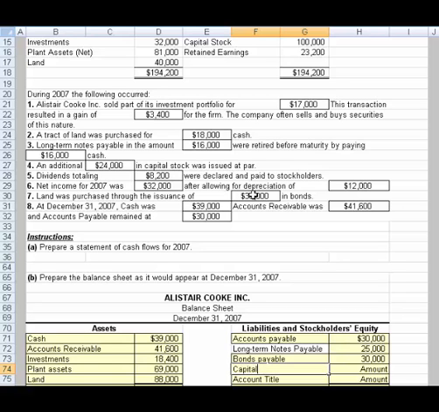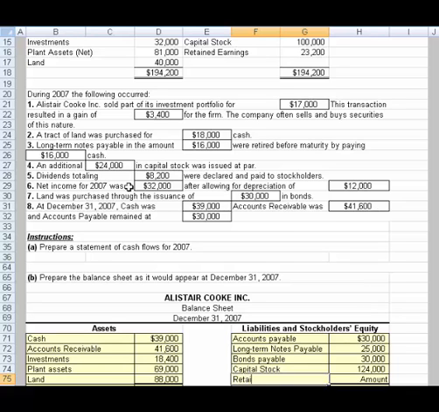Let's take a look at capital stock. Oh, this thing doesn't look like it's formatted right. Let me make that consistent. That's better. Okay, capital stock was in the amount of $100,000. And what else did we have? Do we have an increase in capital stock? Yeah, we had an increase of capital stock right there, 24,000. So that takes us up to 124,000.